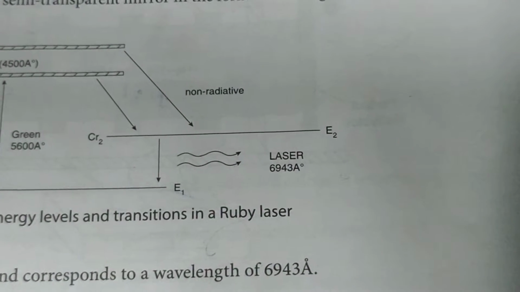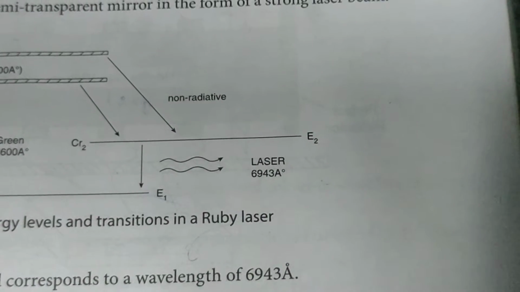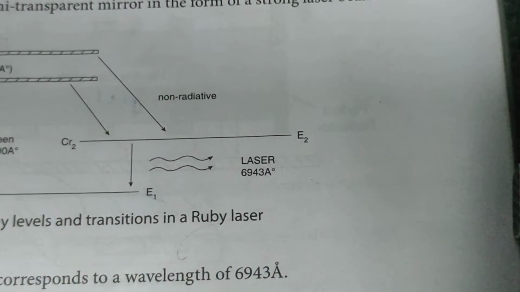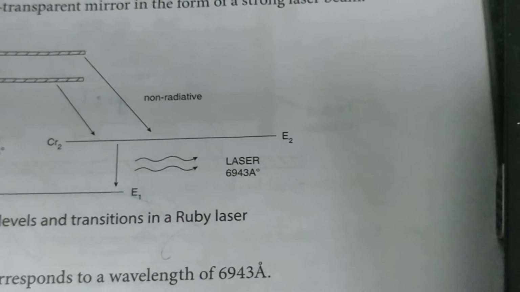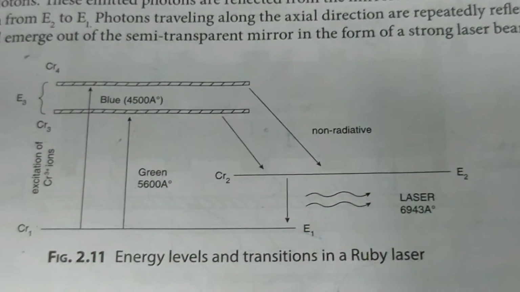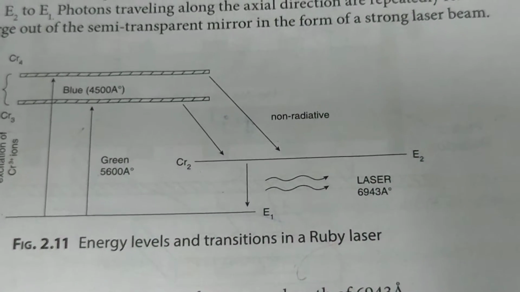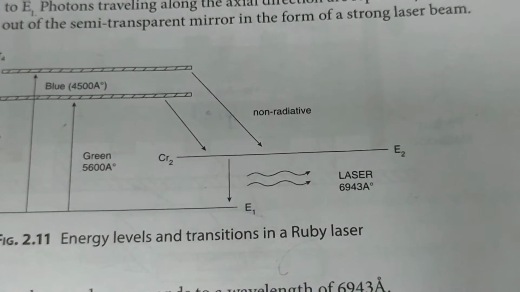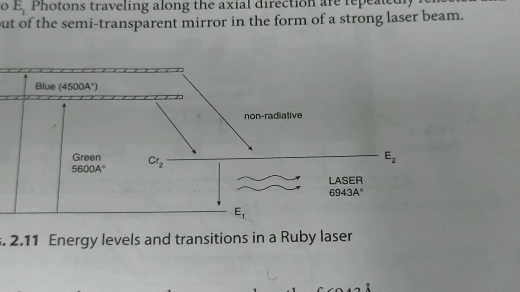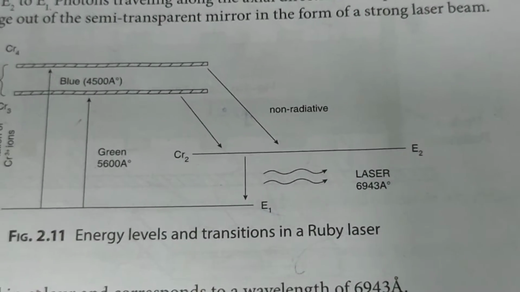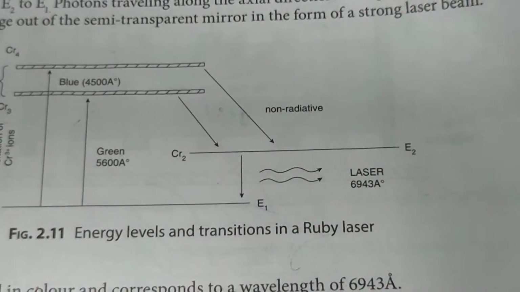The green component of the xenon light having a wavelength of 5600 angstroms is absorbed by chromium ions and they go to the upper level of the energy levels, as you can see in the figure. From the excited state E3, the atom spontaneously falls to the metastable state E2. You can see the E2 which is above the E1. What does metastable state mean? The atoms will be stable at that level.